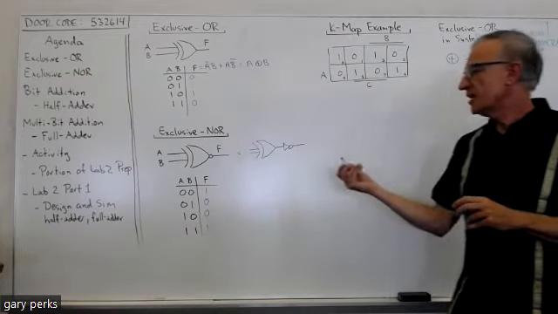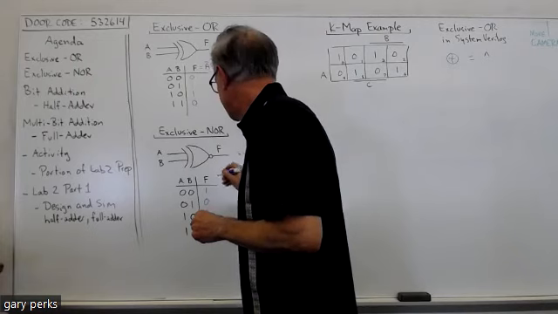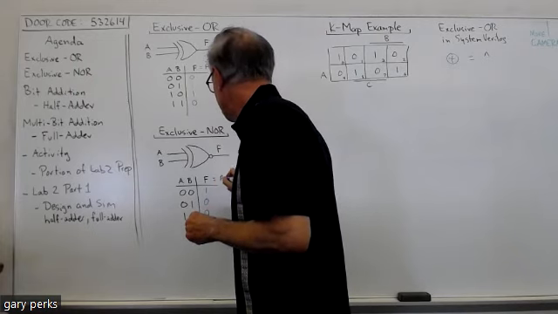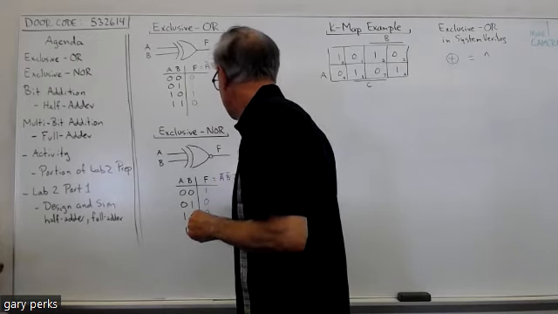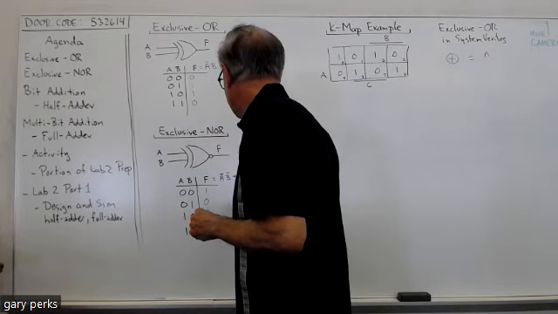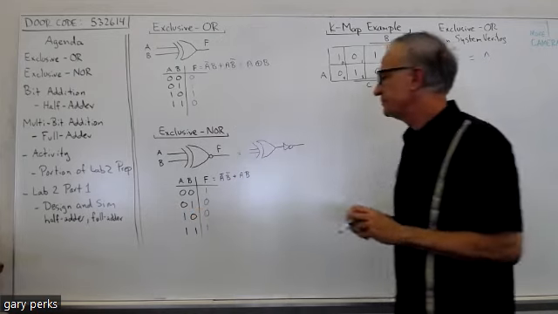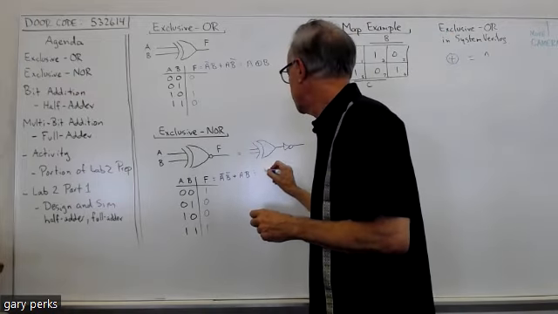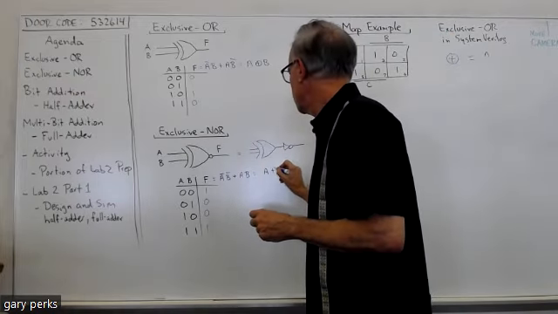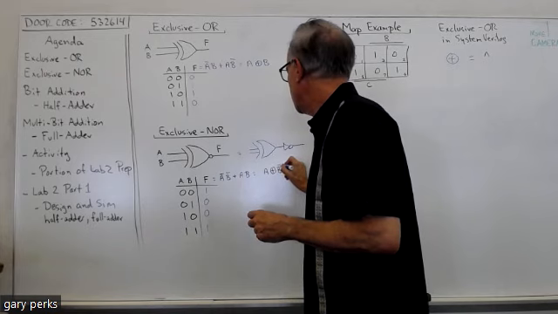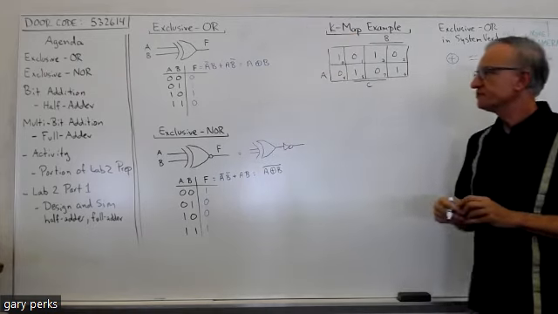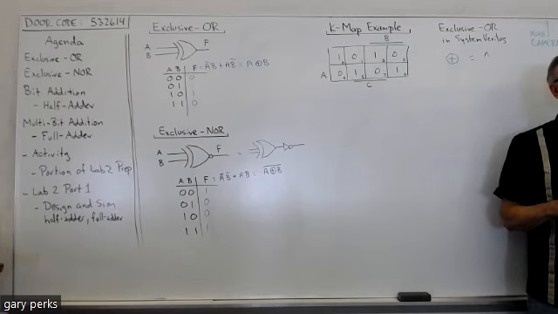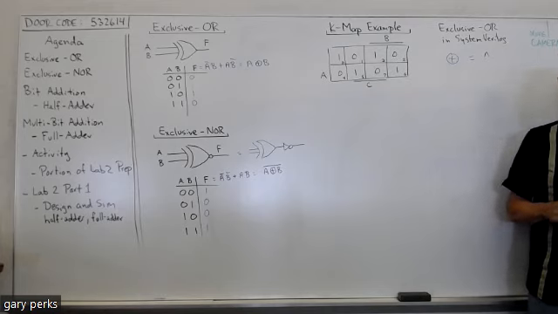And the SOP for F would be not A, not B, or AB. And shorthand, it would look like this: A exclusive OR B, the whole thing not. So any questions on that?